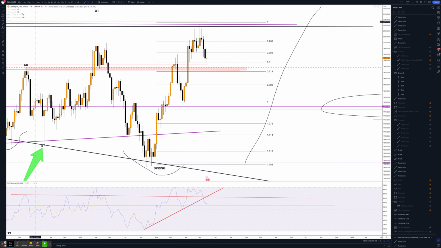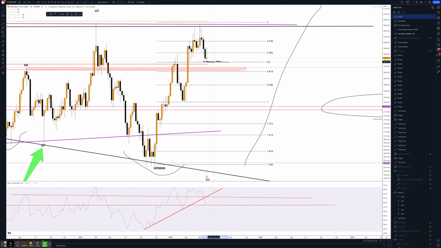So at this level, I do feel like the 0.5 might hold it and then just come back up again, or it just slips a bit further to the 0.618. 0.618 is our major support level. Now, it's an obvious level that this was going to be a major entry.